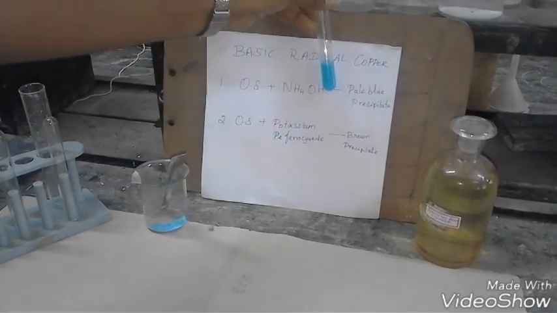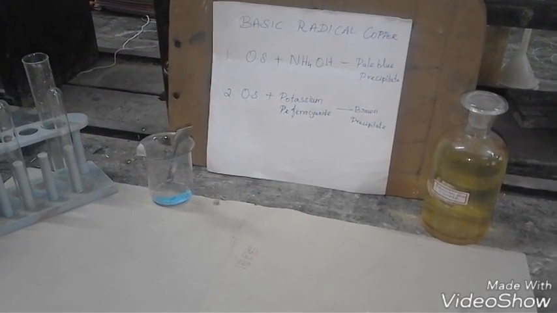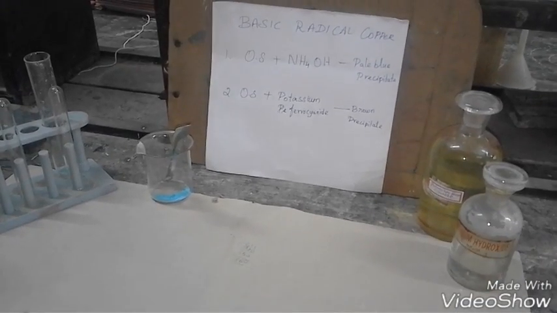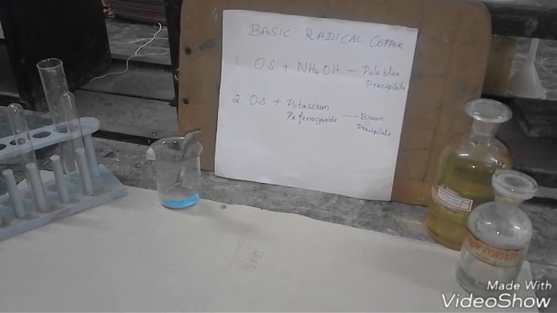The pale blue precipitate formed indicates the presence of copper. Original solution plus ammonium hydroxide gives a pale blue precipitate that indicates the presence of copper. This is soluble in excess ammonium hydroxide, giving a deep blue solution.